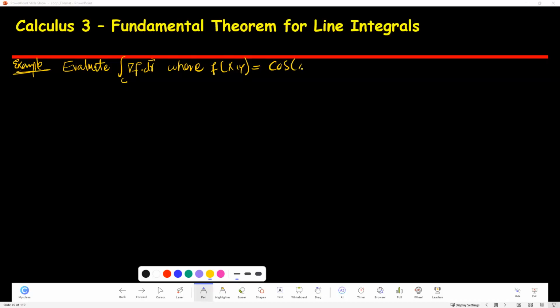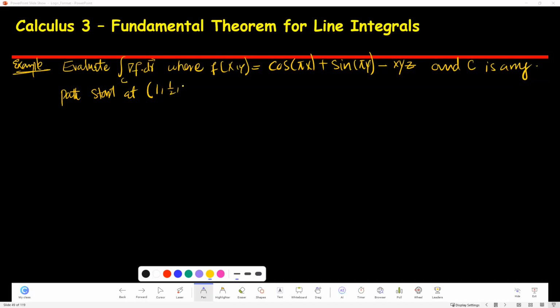And the function is given as cos pi x plus sine pi y, minus xyz. So these are the function, and C is any path that starts at 1 half, 2 and ends at 1, minus 1.